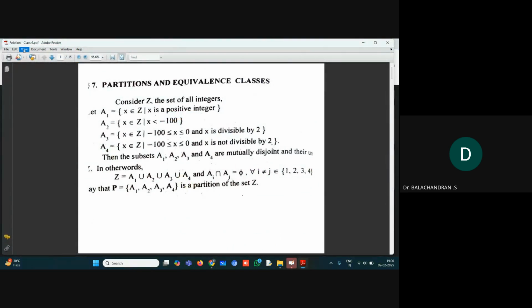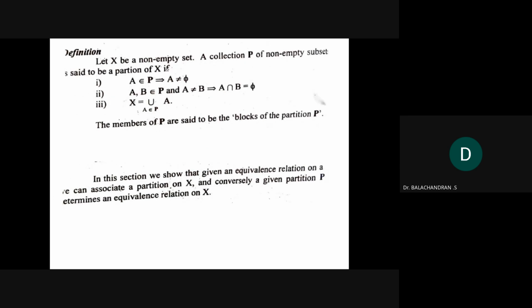So today we are going to discuss the last topic for this first CA. I think we covered nearly 95% of the syllabus in the lecture videos. The last 5%. The last topic is partitions and equivalence classes. Here, first I will explain this example. Once you understand this example, next you will understand this definition.